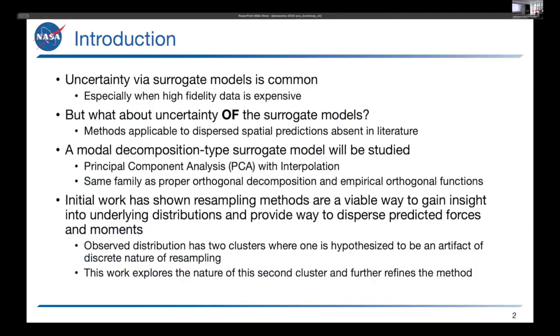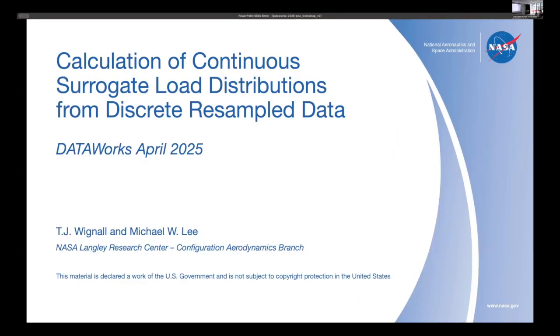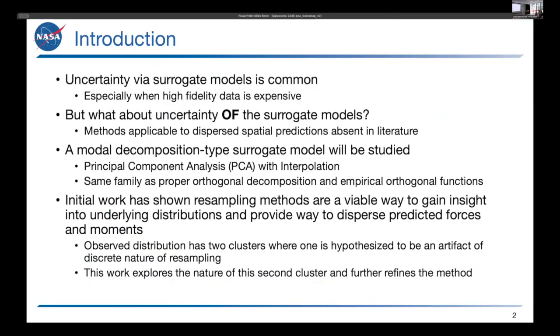Okay, so this talk is about using resampling to better improve surrogate modeling. A lot of these talks this week have been using uncertainty via surrogate models. It's very common, still more state of the art than state of the practice. This is especially common when we have very expensive high fidelity data.